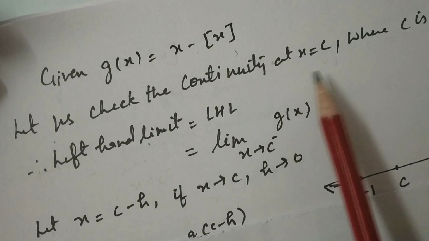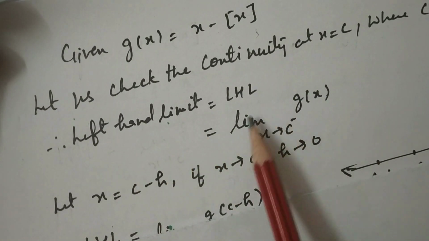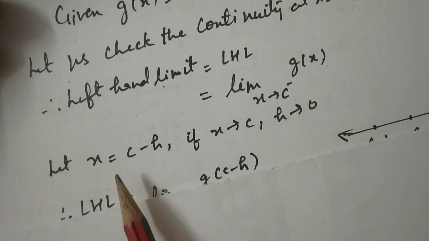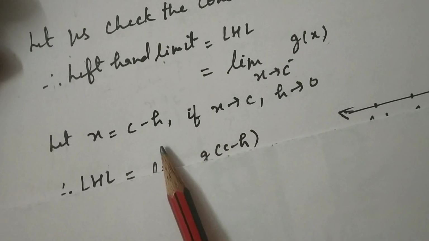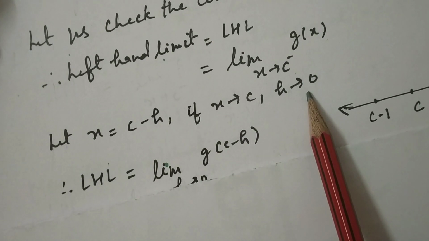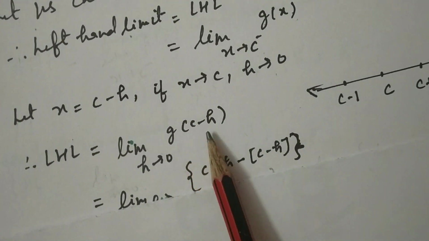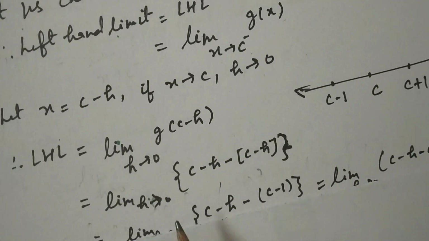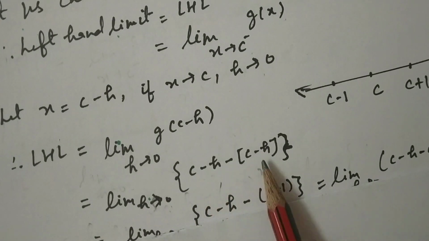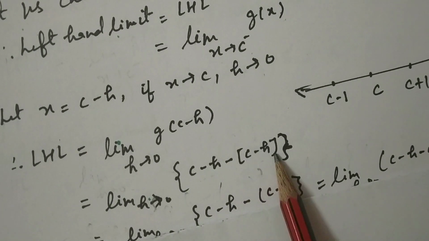So we just see that let c be an integer, and what is the left hand limit? Left hand limit comes out to be x tending to c negative g(x), and let x equal to c minus h. If x tends to c, h will tend to 0. Again, by keeping this x equal to c minus h, I put the value here. Limit h tends to 0. It was x minus the bracket x, so it has become now c minus h minus [c minus h].